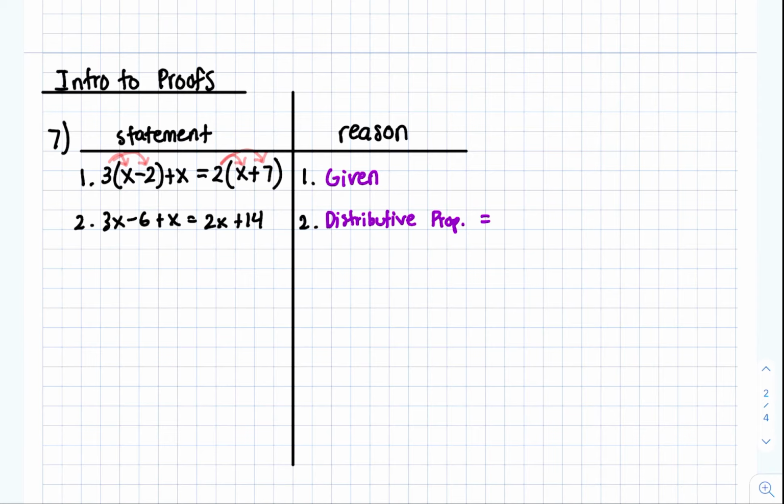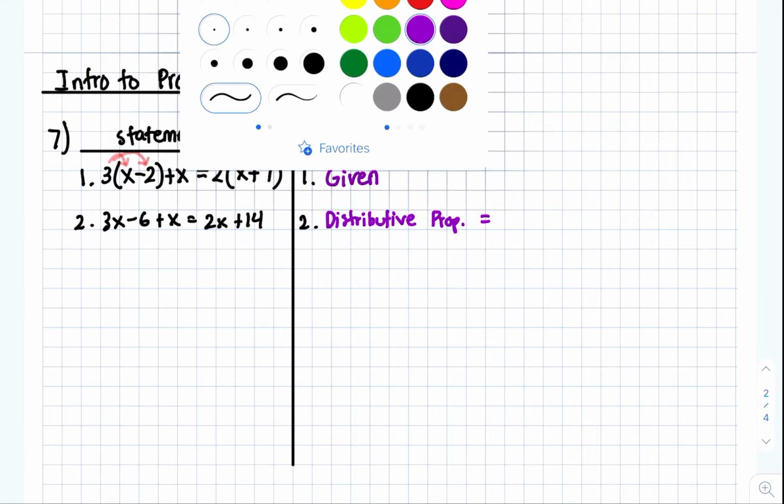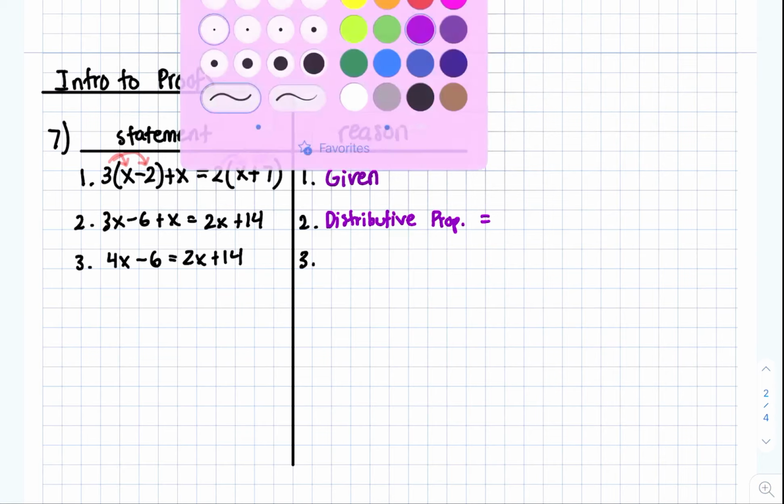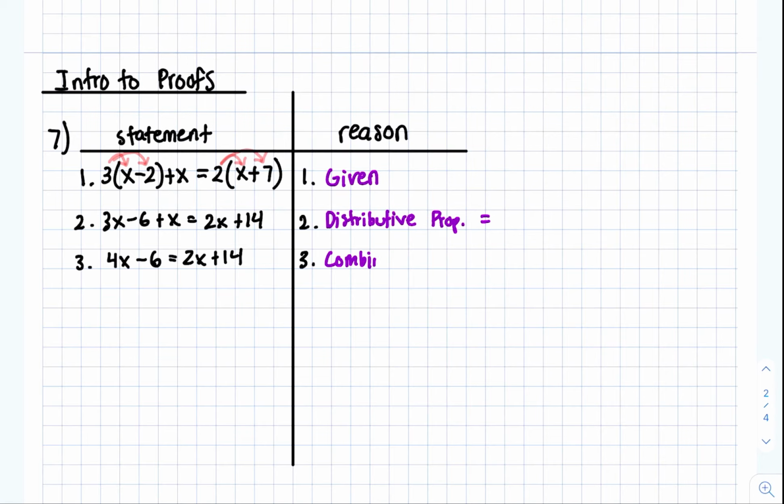Okay. Next, on the left-hand side of the equal sign, I realize I could combine these two. So I'm going to do that. 3x plus x is 4x. Keep the negative 6, and then keep both 2x plus 14. What step is that? That is called combining like terms.